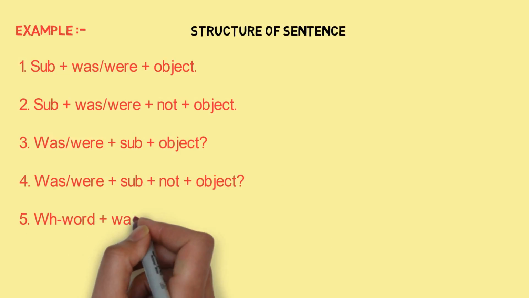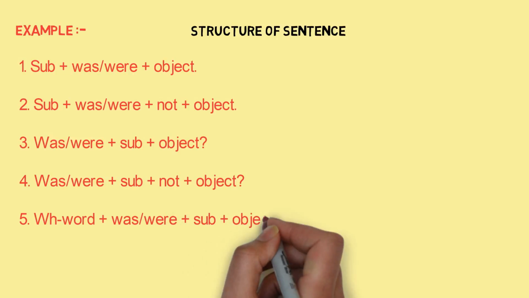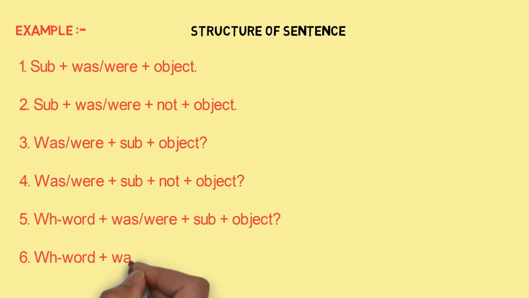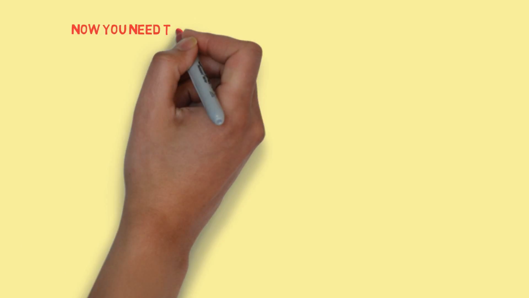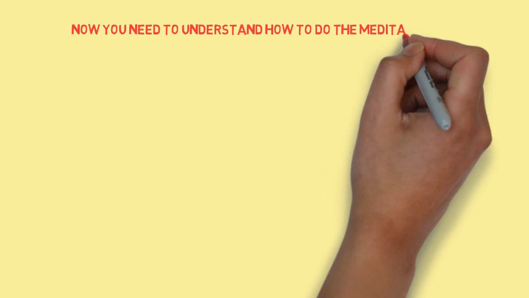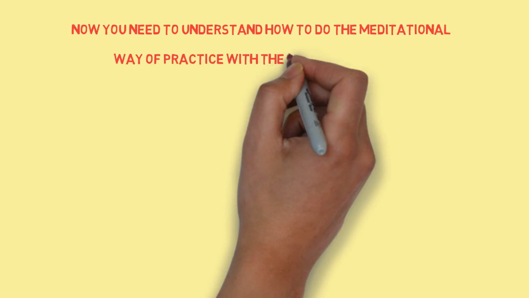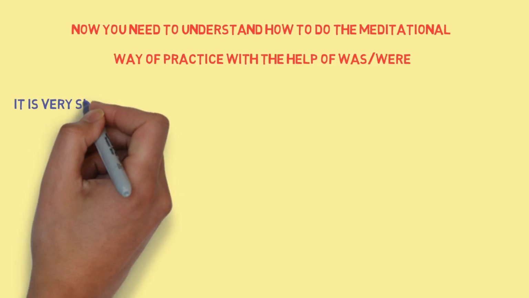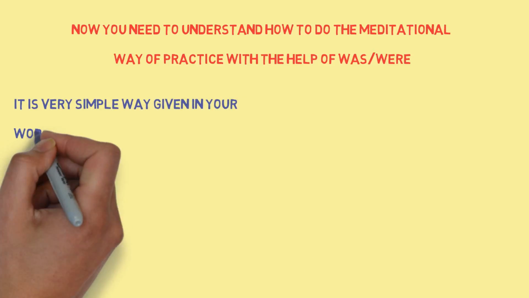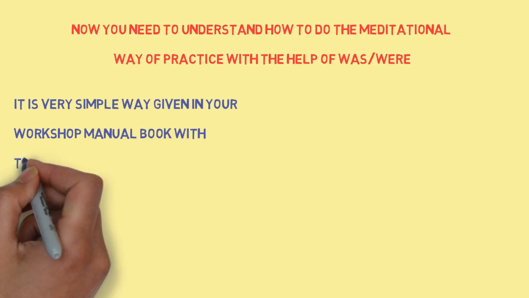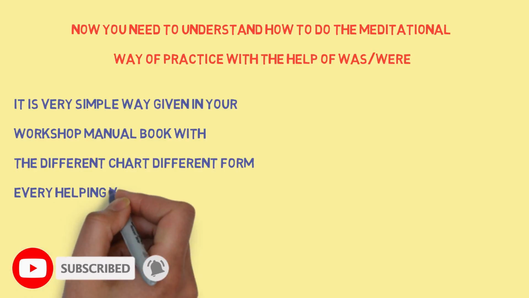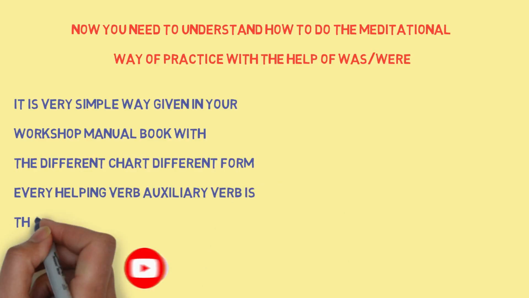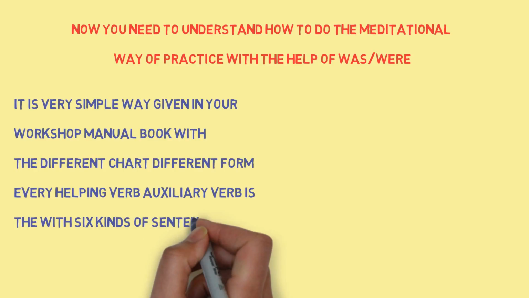Fifth, WH word plus was, were plus subject plus object plus question mark. Sixth, WH word plus was, were plus subject plus not plus object plus question mark. Now you need to understand how to do the meditational way of practice with the help of was, were. It is a very simple way given in your workshop manual book with the different chart, different form, every helping verb, auxiliary verb is with the 6 kinds of the sentences.